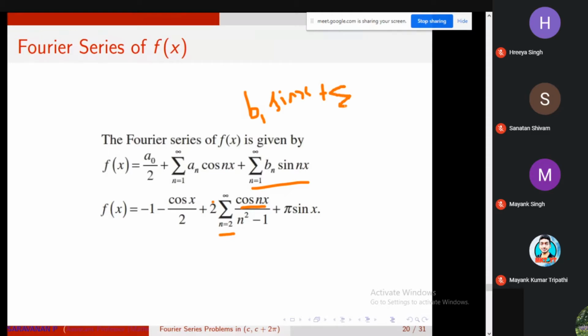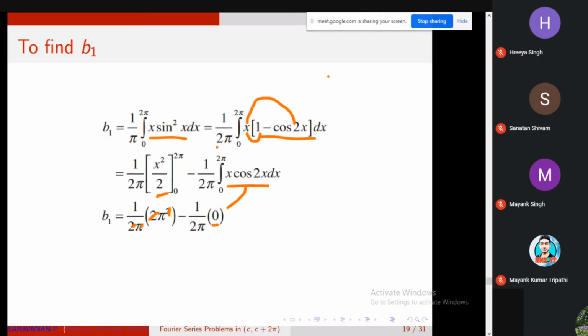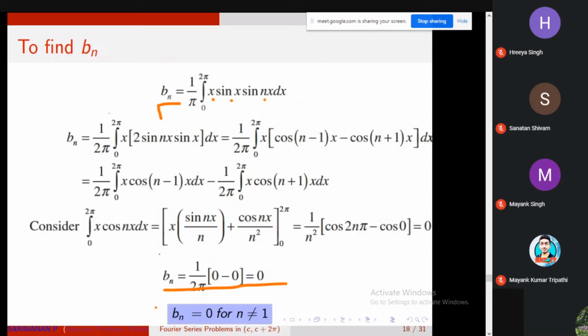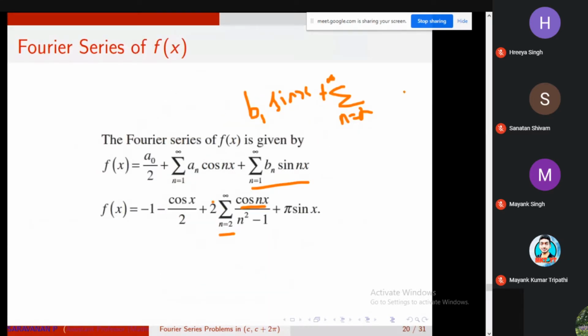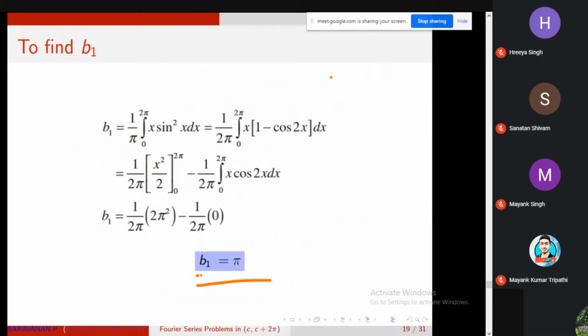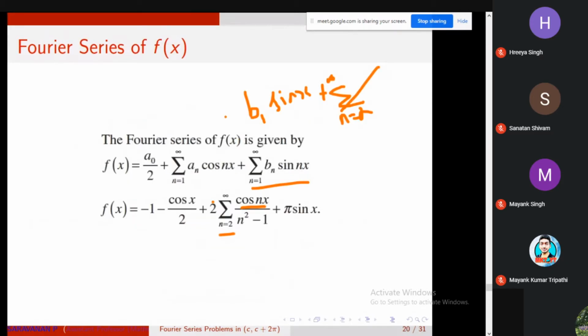Then write the other terms, plus summation n equal to 2 to infinity. When n equal to 2 to infinity, what is bn? bn is 0 for n not equal to 1, that is for 2, 3, 4, etc. Your bn value is 0. Therefore, the summation value is 0. And just now we have computed b1 as pi. So you substitute this b1 value, you will get pi into sin x. That's all.